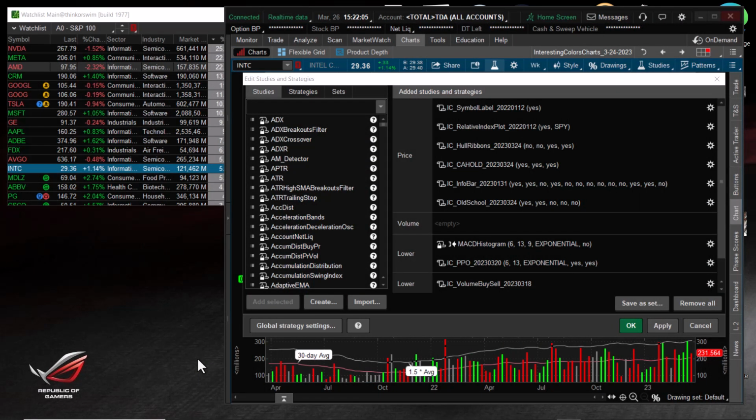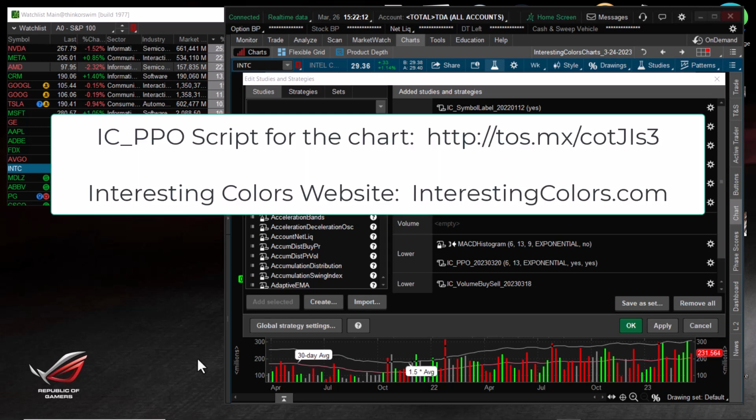So if you're interested in using or trying the PPO study out on your own chart, I'm providing a link for the IC PPO study that I've been using in here. It's right here, and you'll just need to add the MACD histogram and lay them out in your chart. I'm going to make a video in the future that shows how to build those so that they look right.